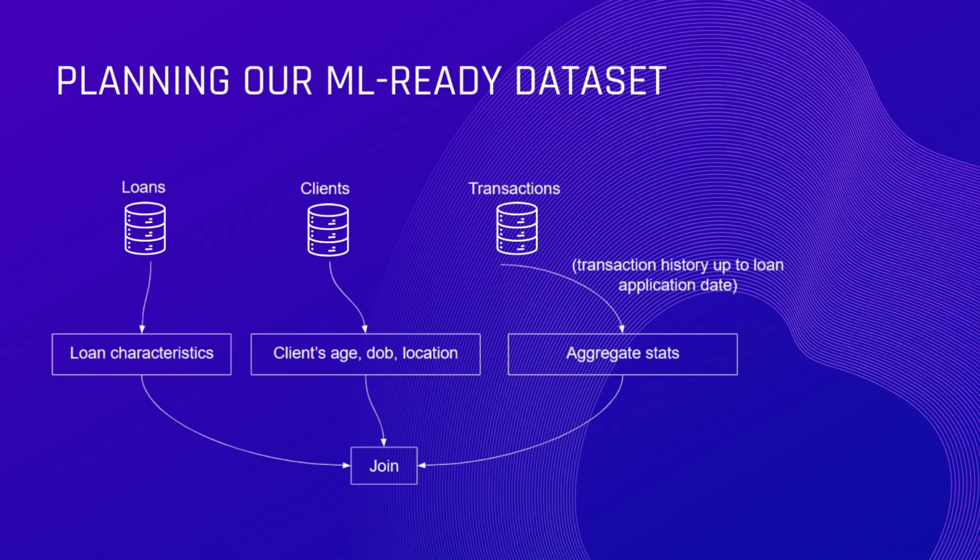and their location ID. Finally, we can use the client's transaction history leading up to the loan application date and compute aggregate statistics such as the minimum balance, average of different types of transactions, and so on. We finally have to join these results to get our final machine learning ready dataset.